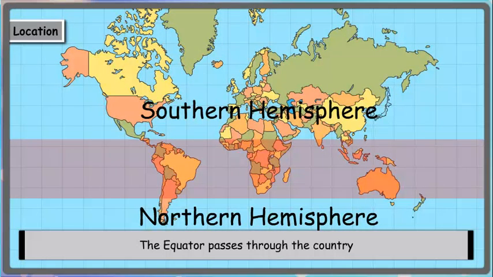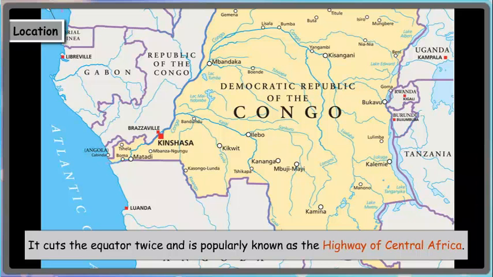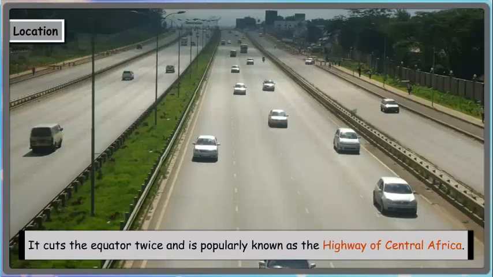The equator passes through the country. 1/3 of the country is in the northern hemisphere and 2/3 lies in the southern hemisphere. The Congo River flows in the central part and is surrounded by mountains and plateaus. It cuts the equator twice and is popularly known as the Highway of Central Africa.